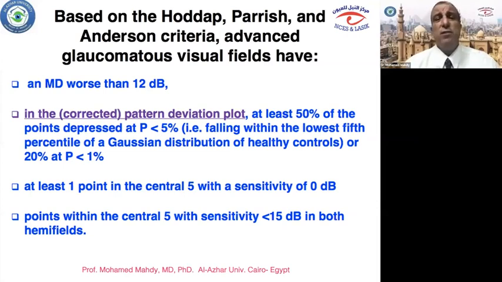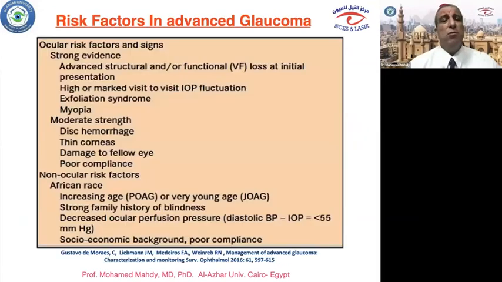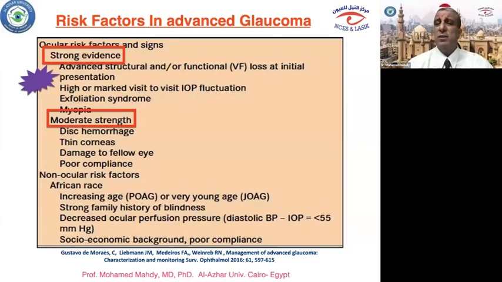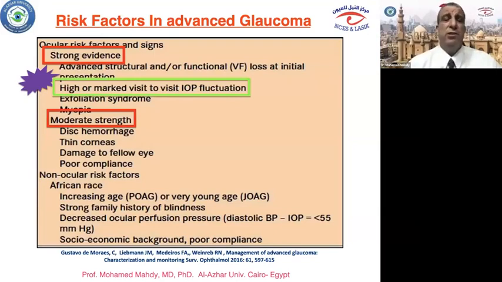What are the risk factors in advanced glaucoma? We have to know that we have ocular and non-ocular risk factors. Within the ocular risk factors, we have those with strong evidence and those with moderate strength. Those with strong evidence are advanced structural and functional loss at the initial presentation of the disease, and also patients with high or marked visit-to-visit intraocular pressure fluctuation. These patients are at great danger of advancement of the disease.